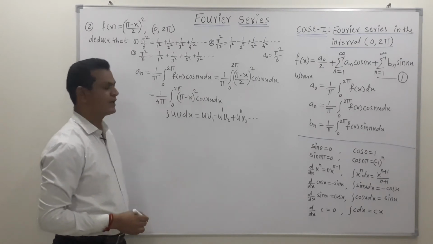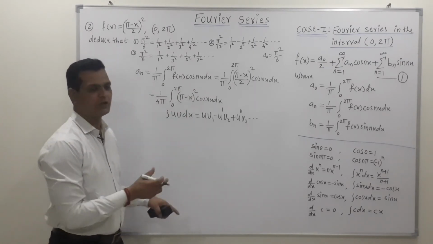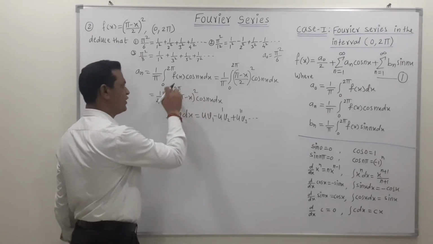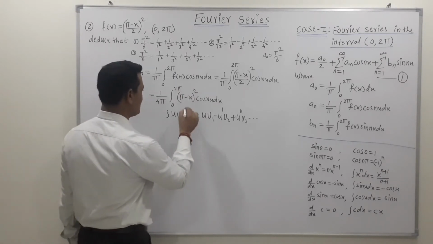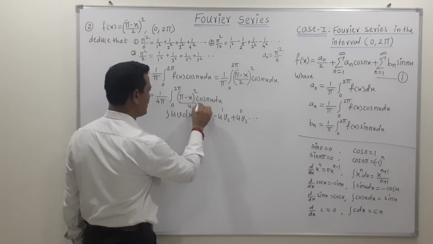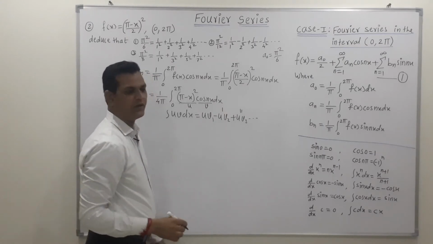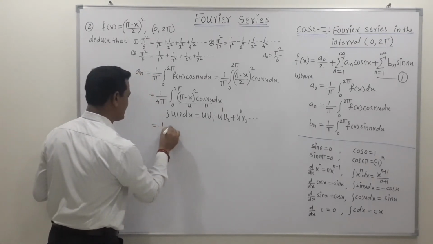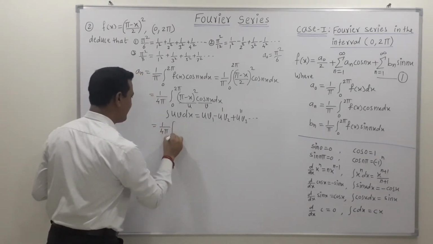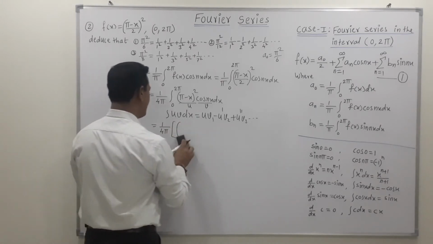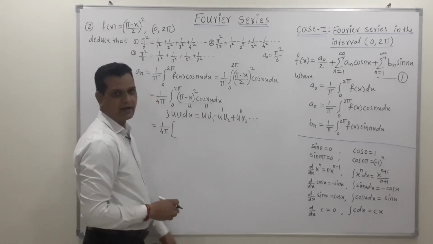So this general rule for integration by parts is applicable here because this is the product of two terms, and we have to find the integration of this term. So let's call the first term u and the second term v. Then after simplifying this step, we get 1 upon 4 pi. Then we are taking the integration of this term, so write down a rectangular bracket.